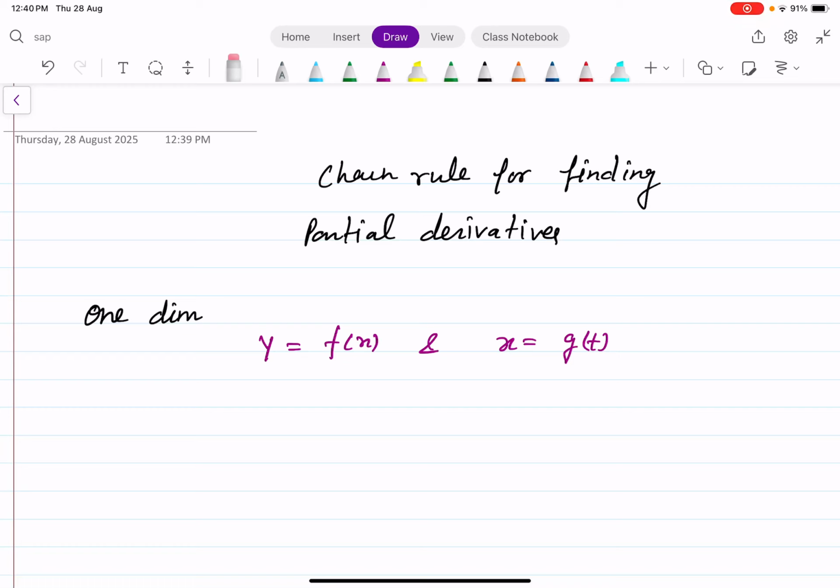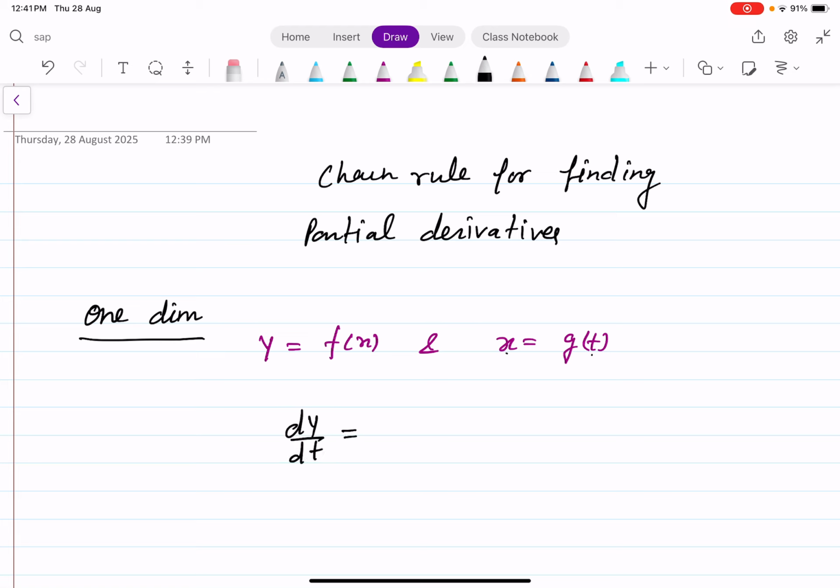Hello everyone, let us talk about the chain rule for finding partial derivatives. So let us recall what you have done in 12th class to compute the derivative of a function of one variable. Whenever we are talking about one dimension, we will talk about the derivative only, not the partial derivative. So y equal to f(x) is a function of one variable, and x is again a function of t. And we want to compute dy over dt.